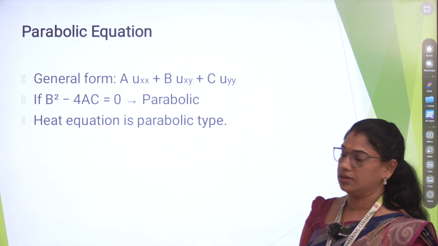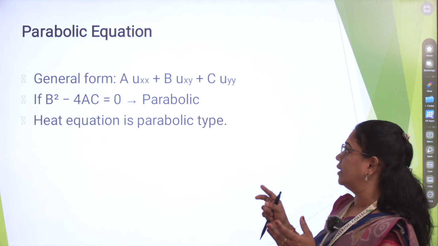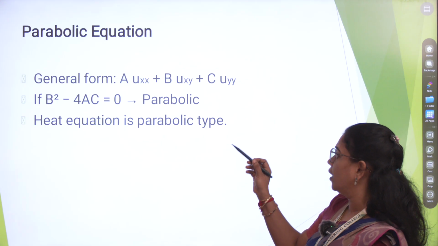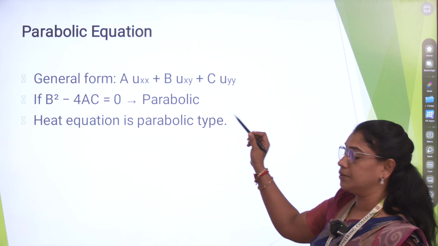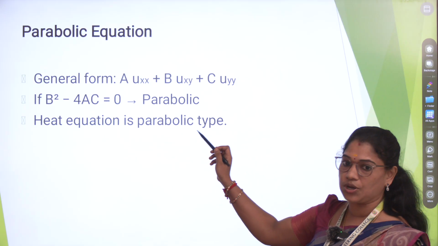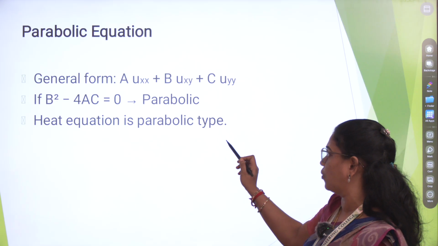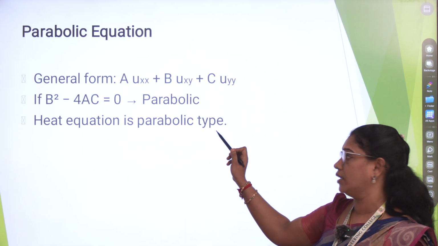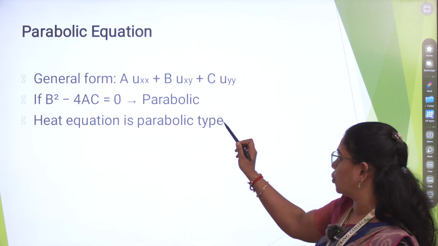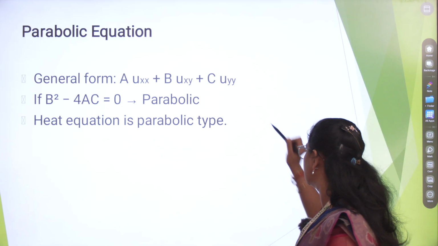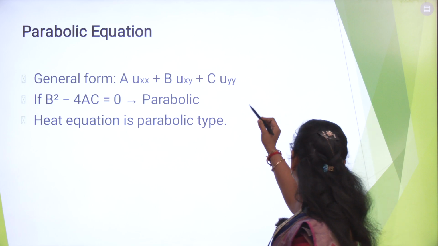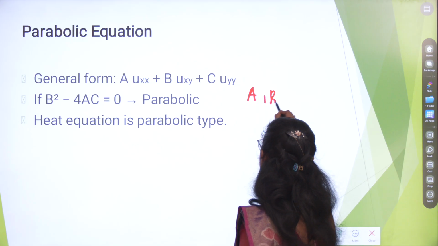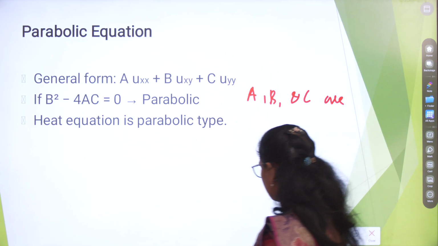Next, the parabolic equation, also called the heat equation. The general form is a u double x, where u double x means the second order partial derivative, plus b into uxy, where uxy means the partial derivative with respect to x and y, plus c u double y. Here a, b and c are constants.